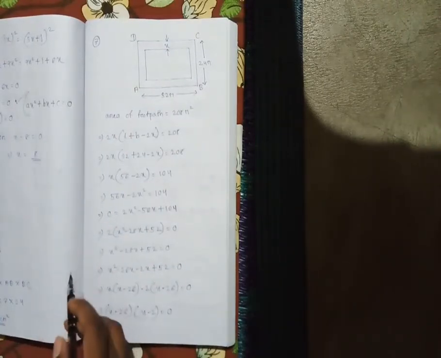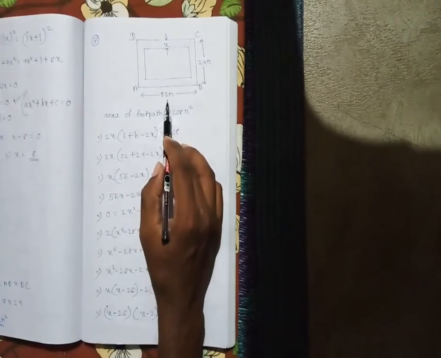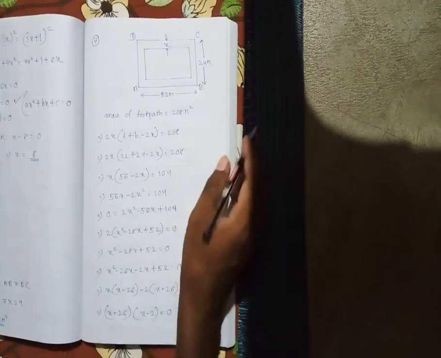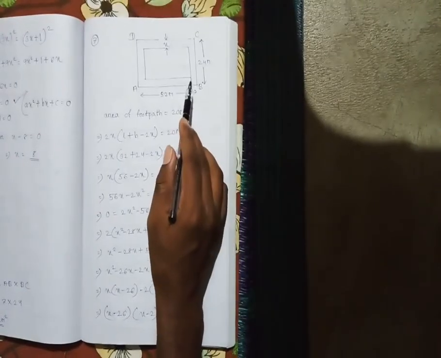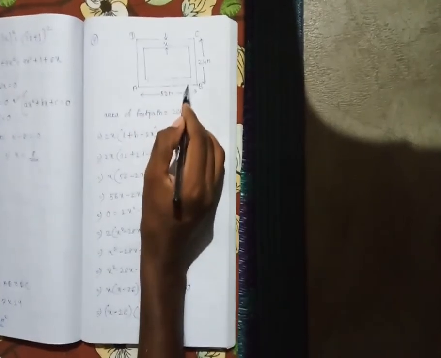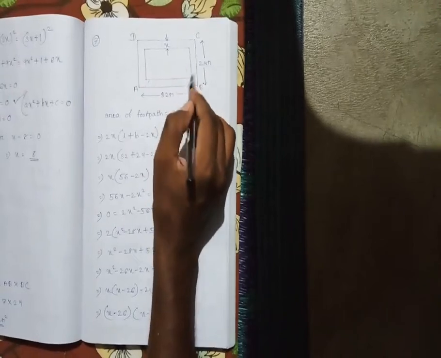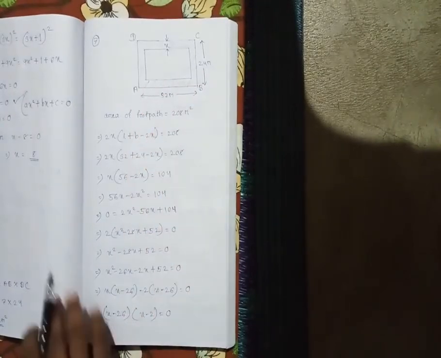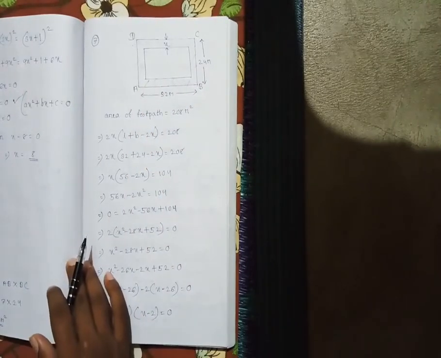I have written the dimensions also. Length is equal to 32 meter, breadth is equal to 24 meter. Then I have drawn a path inside it. This is the path, the shaded part. This is the path, and the width is uniform.